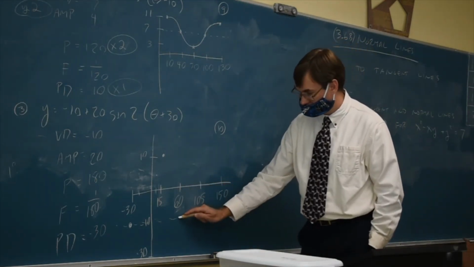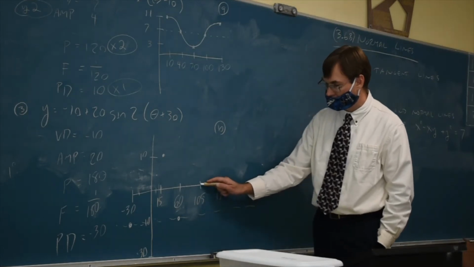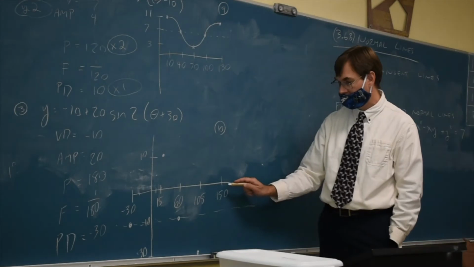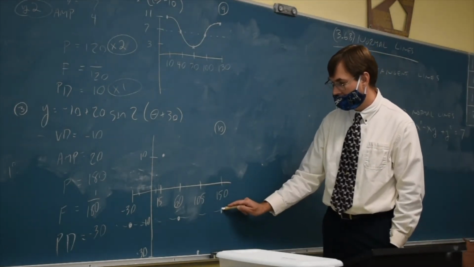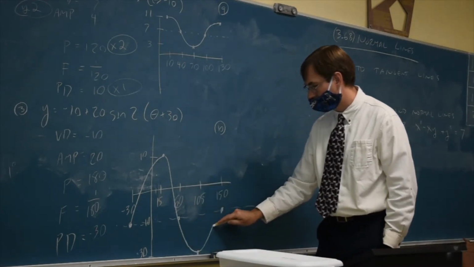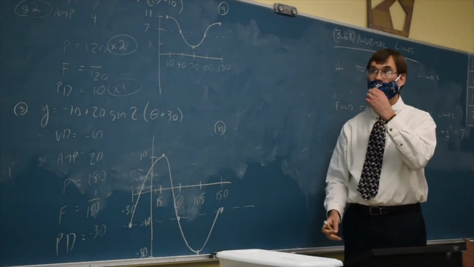Back to our 60, we're back to our created axis. 105, down to negative 30, down to the basement, and at 150, back to our created axis. Voila.